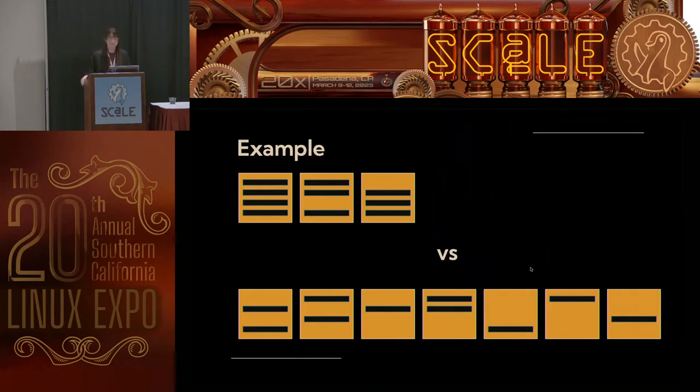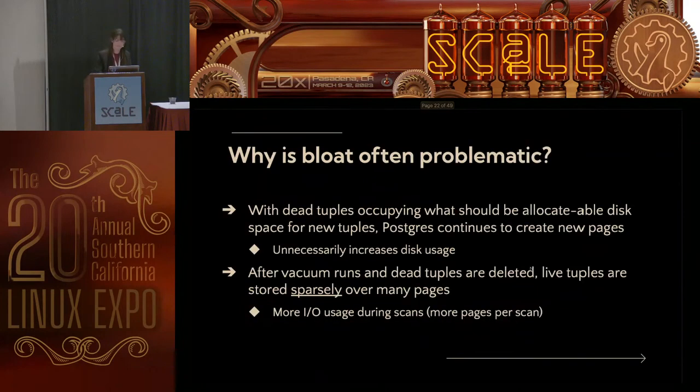If a number of pages or a table has high page density, it might look like the top. You have 10 tuples, those gray lines, and they fit in 3 total pages. Versus the same number of tuples on the bottom, still 10 tuples, but there's a lot more space per page. The density is lower. So if I ran a select star, the top would need to scan through 3 pages, whereas the bottom would need to scan through 7 to get the same data.